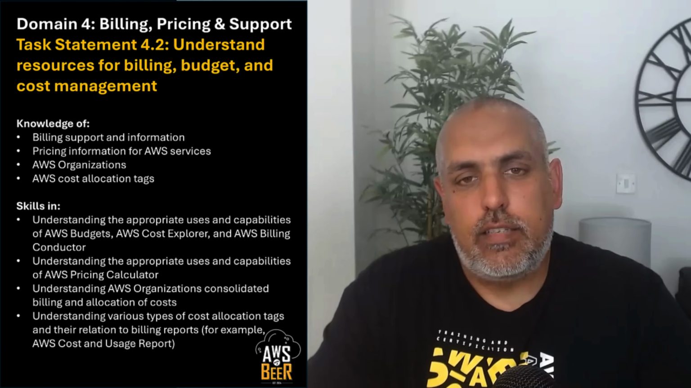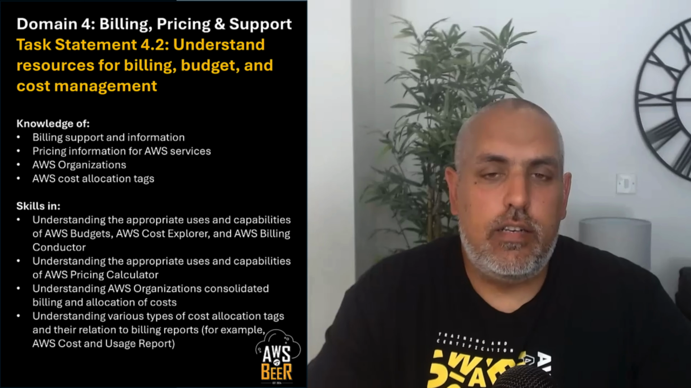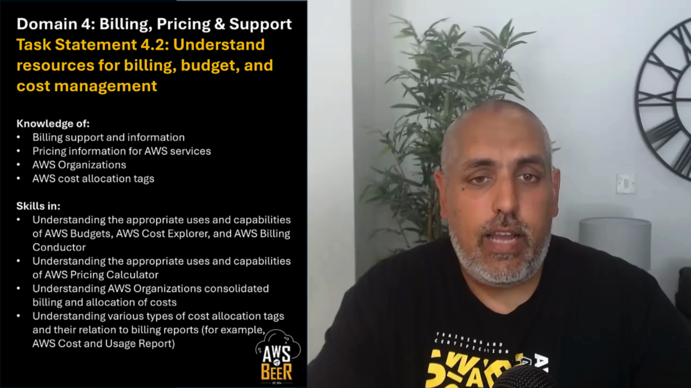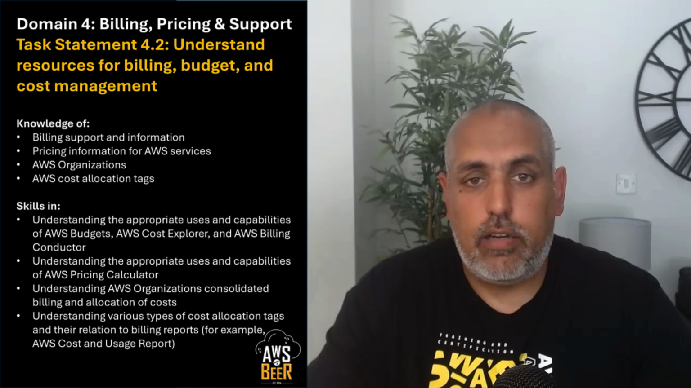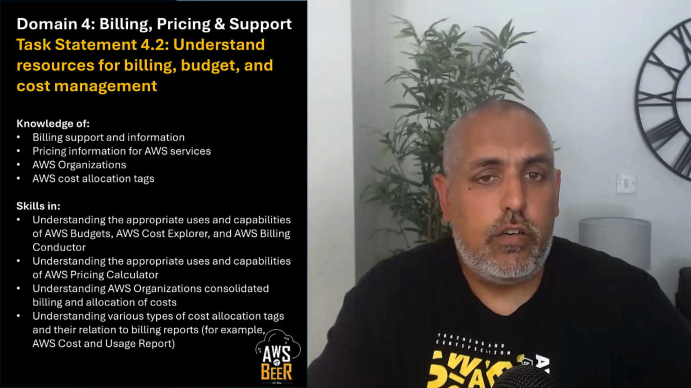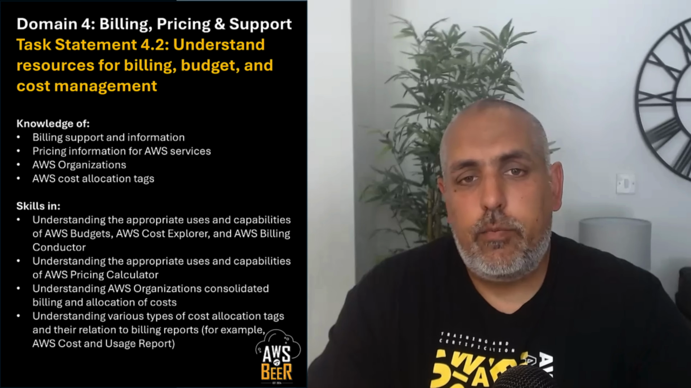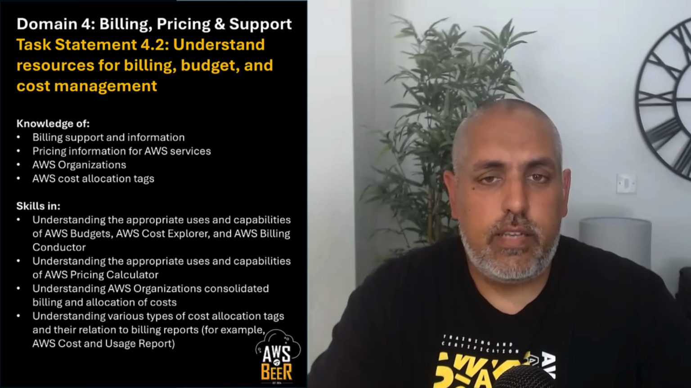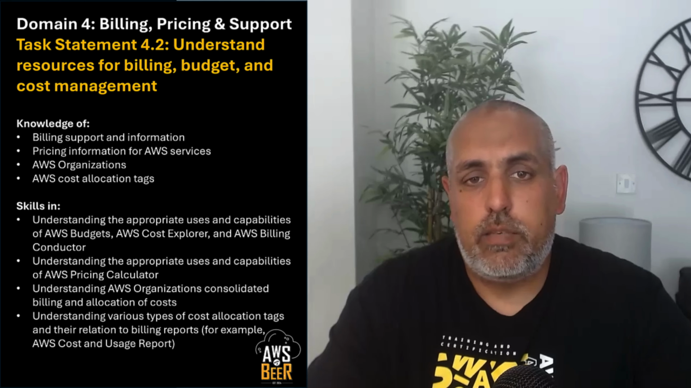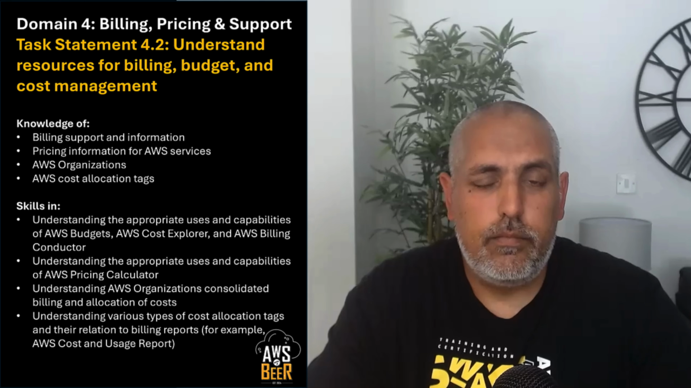Now, for this next task statement, you need to have a thorough understanding of the various resources and tools available for managing AWS billing, budgeting, and costs. This involves comprehensive understanding and knowledge of billing support and information, AWS service pricing, AWS Organizations, and cost allocation tags, which are critical for effective financial management within the AWS environment.